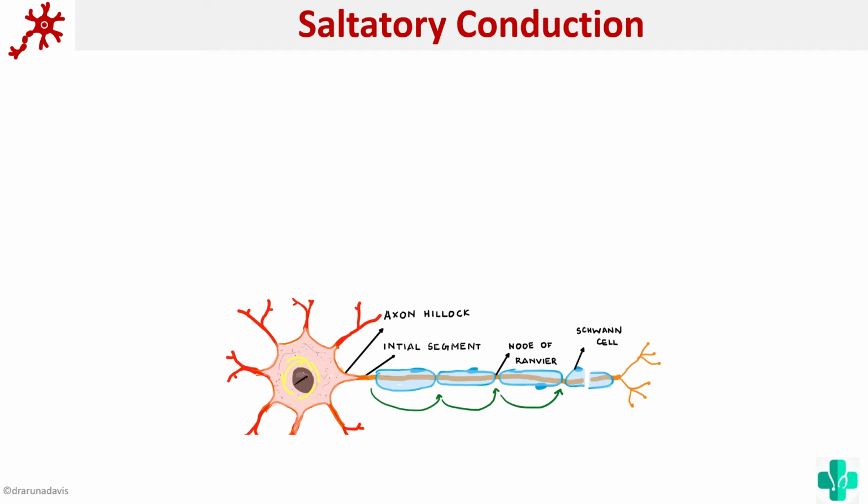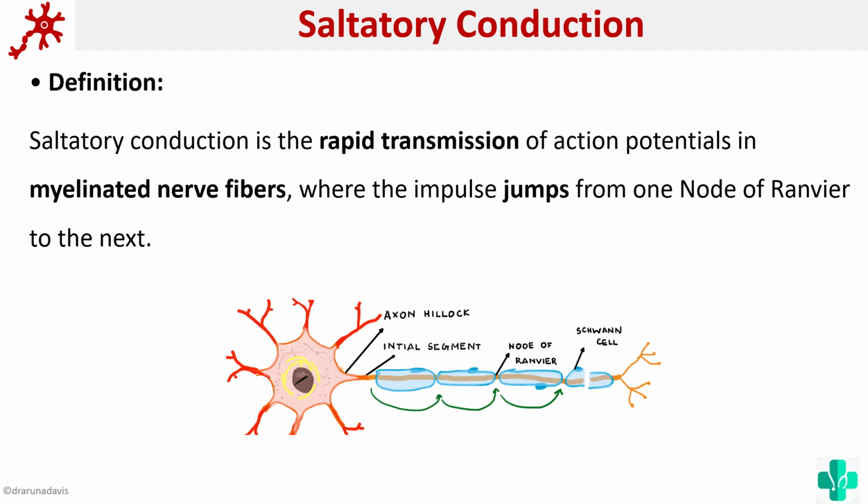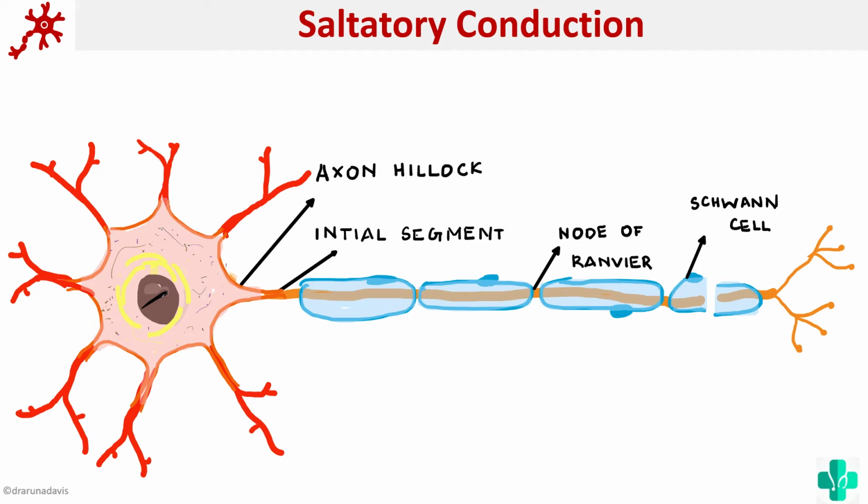So by definition, what do you mean by saltatory conduction? Saltatory conduction is a rapid transmission of action potentials in myelinated nerve fibers where the impulse jumps from one node of Ranvier to the next. So basically, in this definition we are saying that it is a type of transmission which occurs in myelinated neurons, where the action potential jumps from one node of Ranvier to the other. So why does this happen?